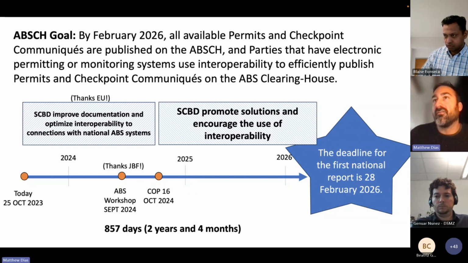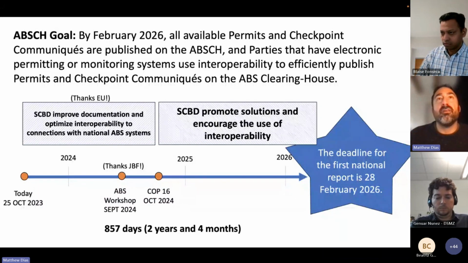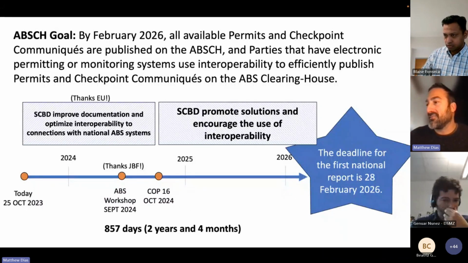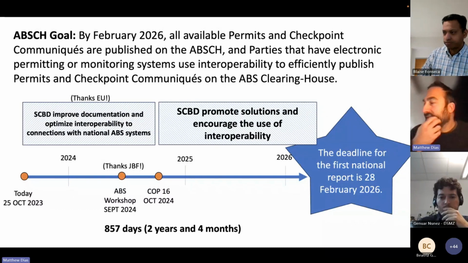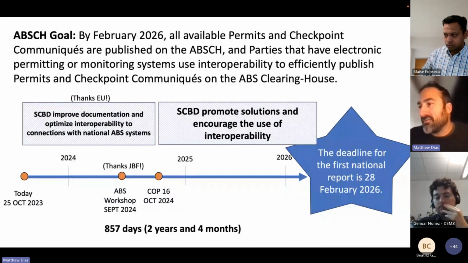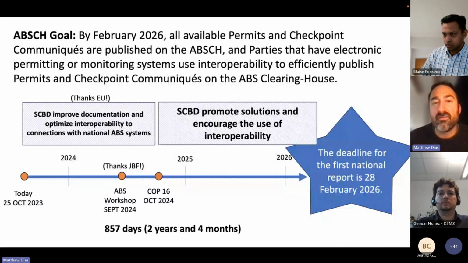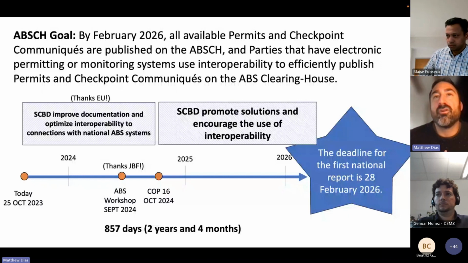There's a lot of parties right now that haven't made this information public on the clearinghouse. There's a lot of parties that have just joined or are in the process of joining and have a big backlog of permits to upload to the clearinghouse. So we want to make sure that those countries are doing this work efficiently, and they can make use of the interoperability to publish these permits and checkpoint communiques efficiently on the clearinghouse. For example, countries like India have a lot of flow of permits that turn to certificates, and they've been entering them each by hand. Someone manually enters that information, and it takes a lot of time for thousands of permits. So we're trying to promote the use of the interoperability to publish these more efficiently.